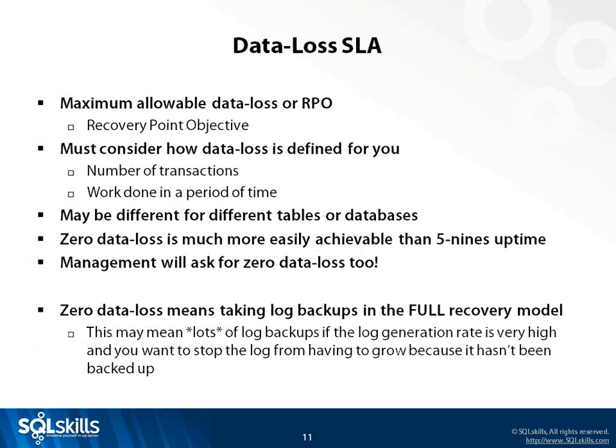Then there's the data loss SLA, or recovery point objective: how much data you're allowed to lose. Now, 0 data loss is much more achievable than 5 nines uptime. 0 data loss you can do just using backups. It's a lot easier if you've got something like synchronous database mirroring or some kind of synchronous availability group replica, but you can do it with backups as well.